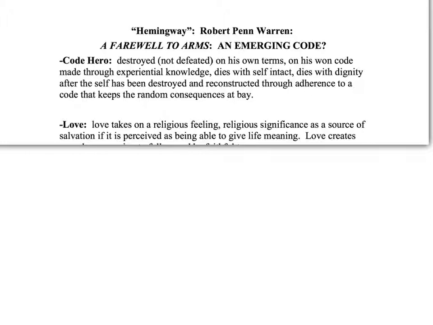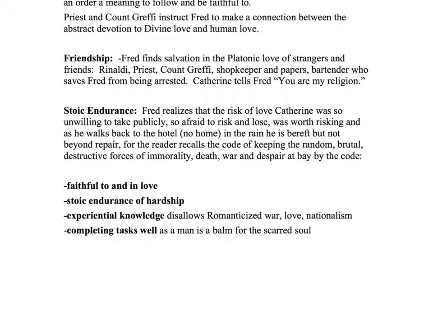Love takes on a religious feeling, has a religious significance, as a source of salvation if it's perceived as being able to give life meaning. Love creates an order and a meaning to follow and be faithful to. The priest and Count Greffy instruct Fred to make a connection between the abstract devotion, divine love, and human love. And really the presumption here is that if you love another and you sacrifice for another and you give yourself over to another, that will lead to a love of self.